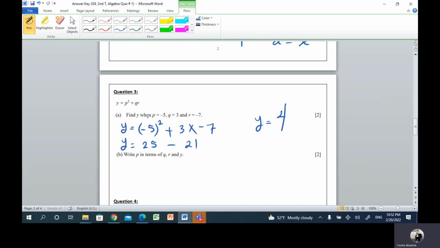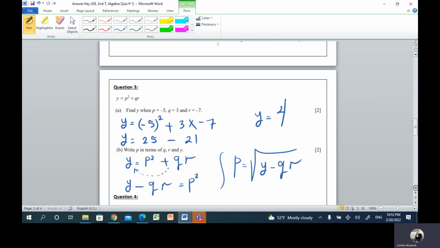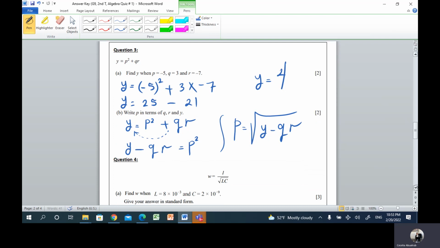Write P in terms of the others, so they want us to make P the subject. So Y is equal to P squared plus QR. They want us to make P the subject, so we're going to send the QR to the other side of the formula. So it will be Y minus QR is equal to P squared. But we are looking for P. So P is equal to the square root. That's how we get rid of the power of 2. Square root of Y minus QR. And this is how we change the subject into P.